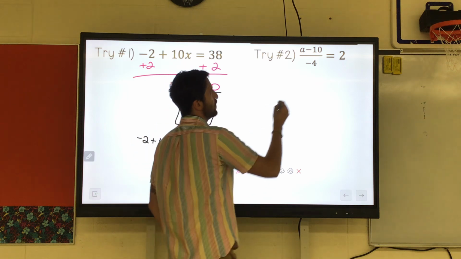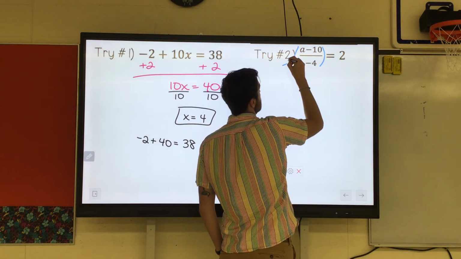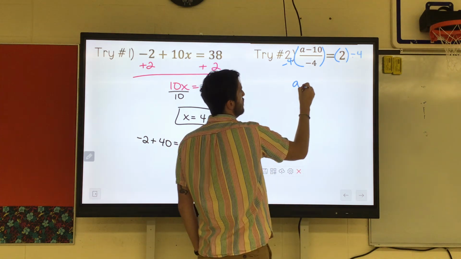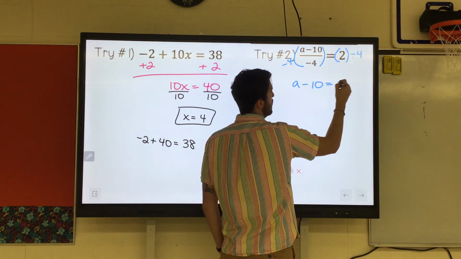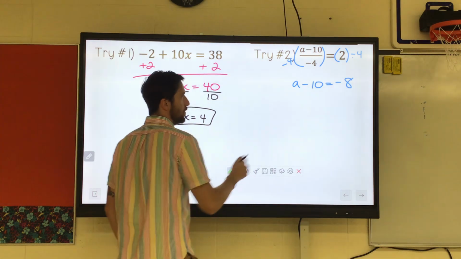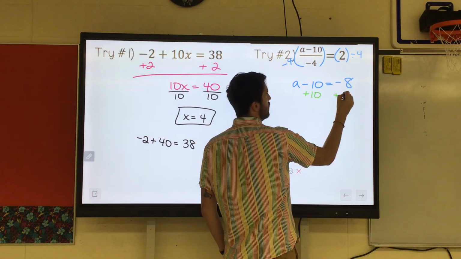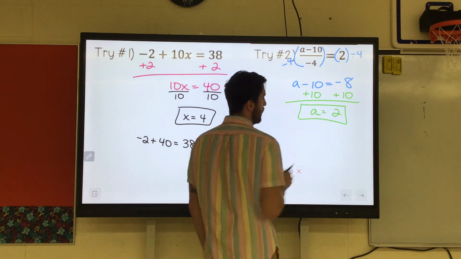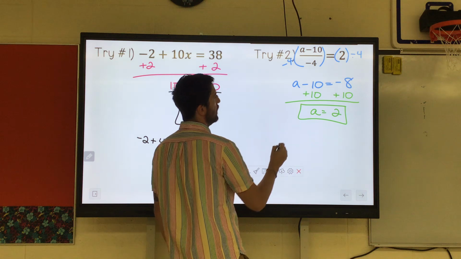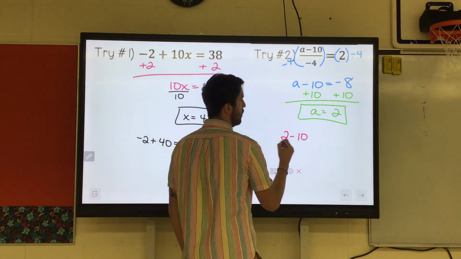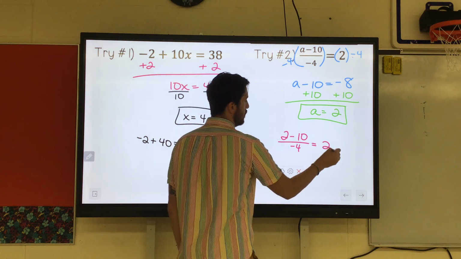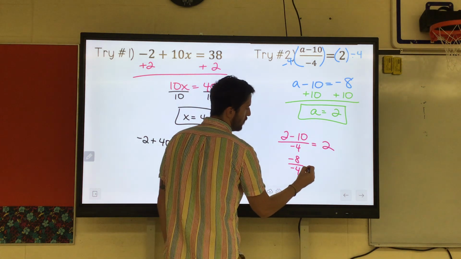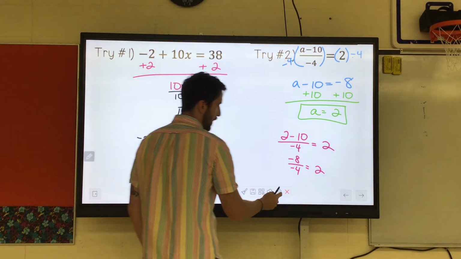Over here, we're going to multiply by negative 4 on both sides. A minus 10 is all that's left. 2 times negative 4 is negative 8. And then we'll get rid of minus 10 by adding 10 to both sides. Negative 8 plus 10 is 2. If you substitute that back in, 2 minus 10 over negative 4 equals 2. 2 minus 10 is negative 8. Negative 8 divided by negative 4 is positive 2. Unbelievable.